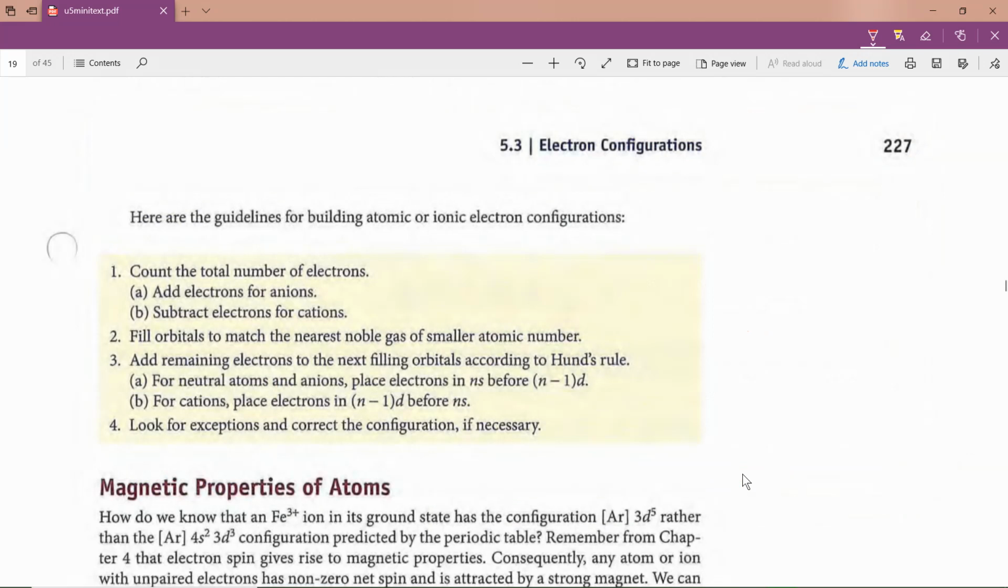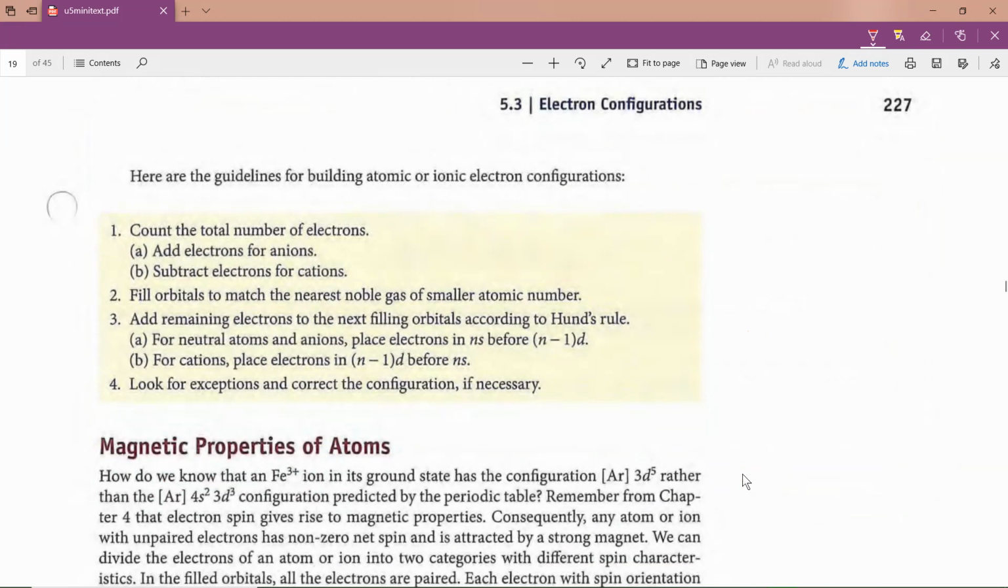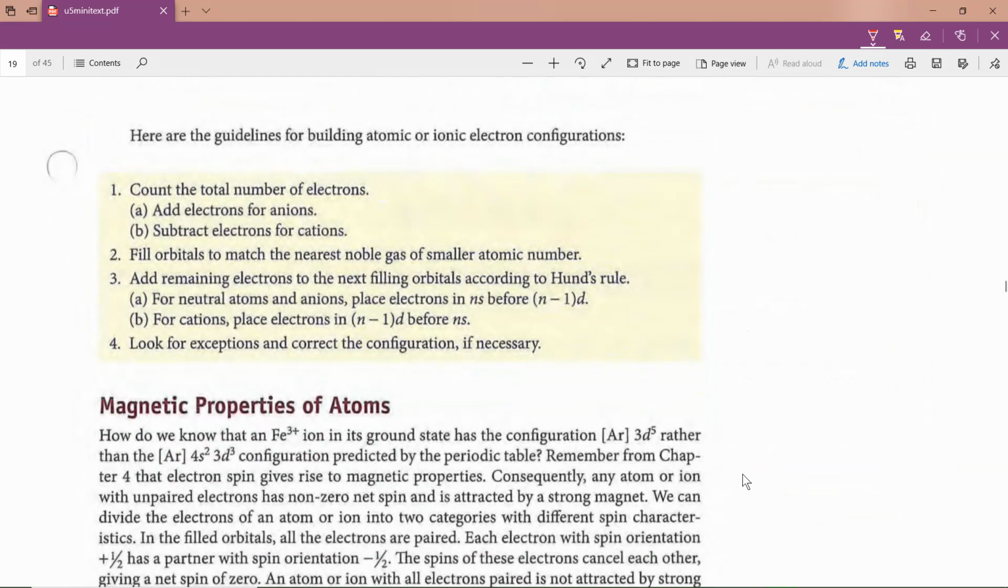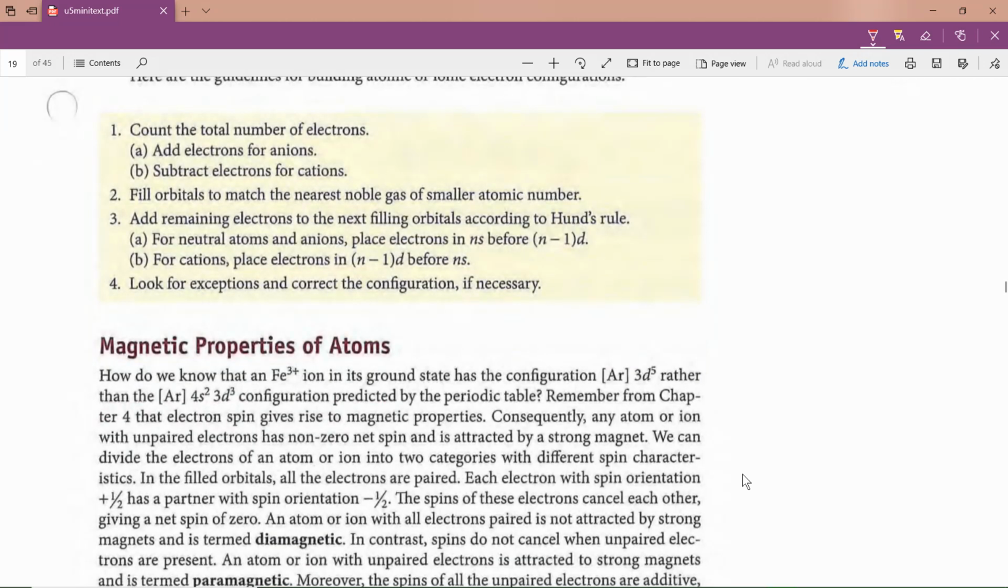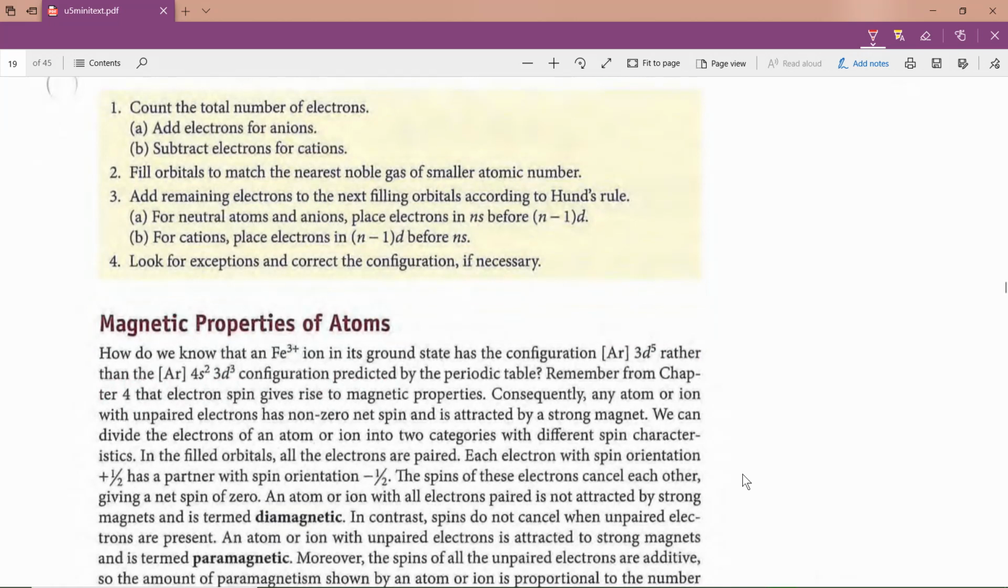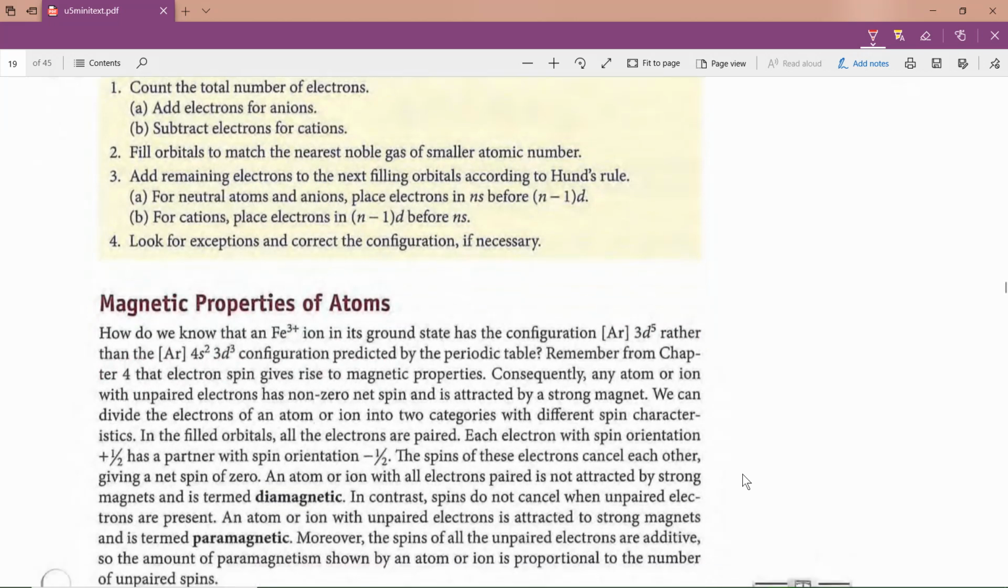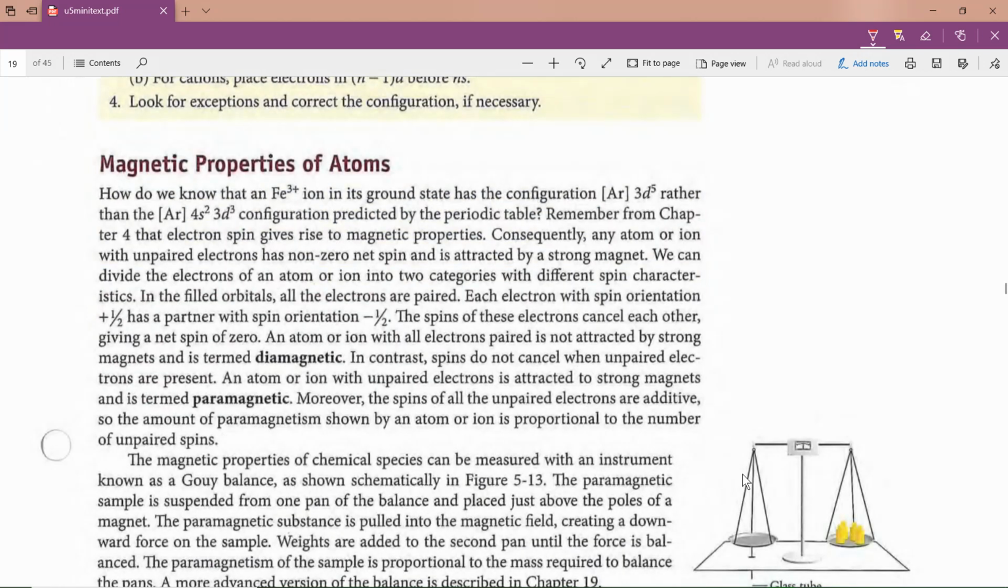So count the total number of electrons, add electrons for anions, subtract for cations. These are guidelines for building atomic or ionic electron configurations. Fill orbitals to match the nearest noble gas of smaller atomic number. Add remaining electrons according to Hund's rule. For neutral atoms and anions, place electrons in ns before n-1 d. For cations, remove electrons from ns before n-1 d. And there are exceptions and corrections.